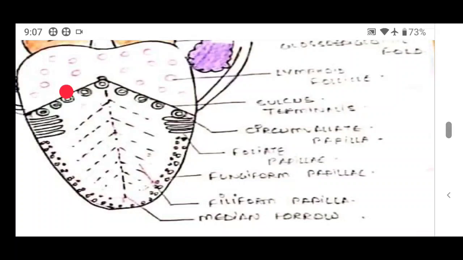It has importance in the developmental stage because from this cecum a diverticulum descends downward, and the thyroid gland develops from here, from the pit. The thyroglossal duct descends downward and divides into two, forming the two lobes of the thyroid gland.